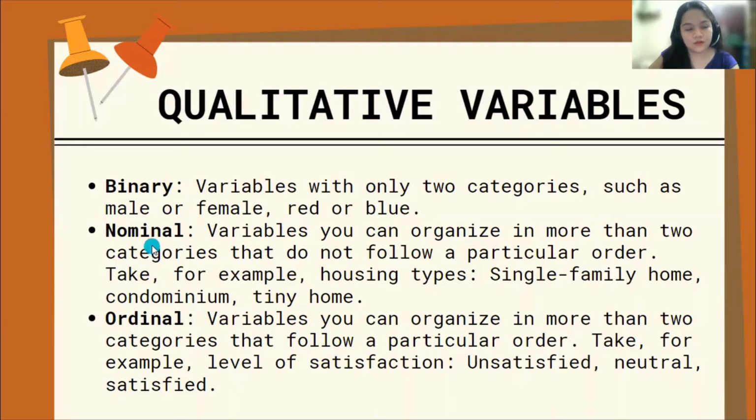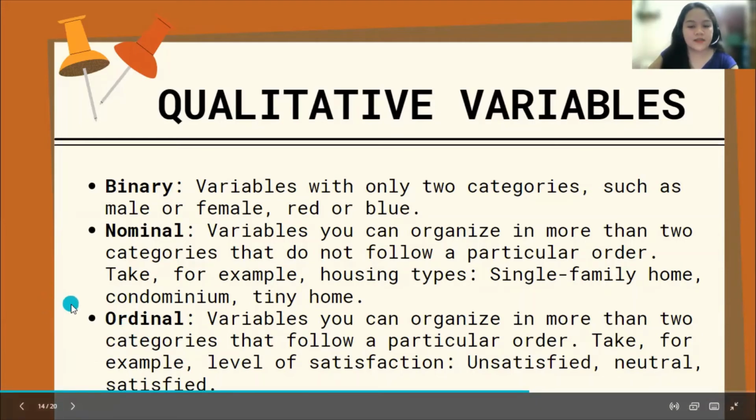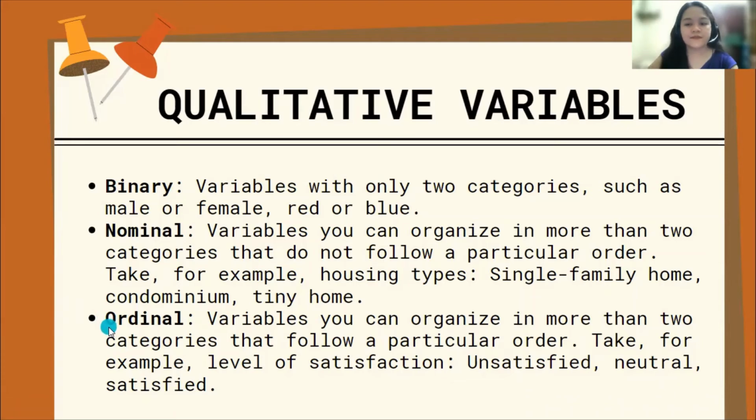Walang sinusunod. Okay? Ordinal variables you can organize in more than two categories that follows a particular order. Take for example, level of satisfaction: unsatisfied, neutral, satisfied. So again, binary, only two categories. Nominal, more than two categories but do not follow a specific order. Ordinal, more than two categories but follows a specific order. So please don't forget the difference between nominal and ordinal.